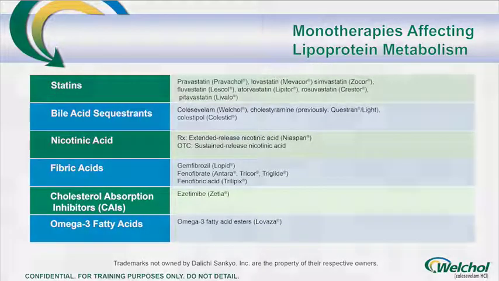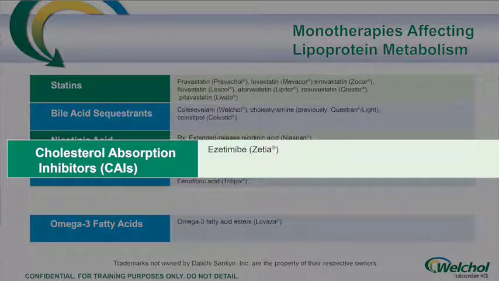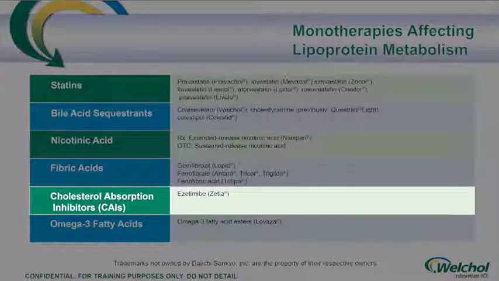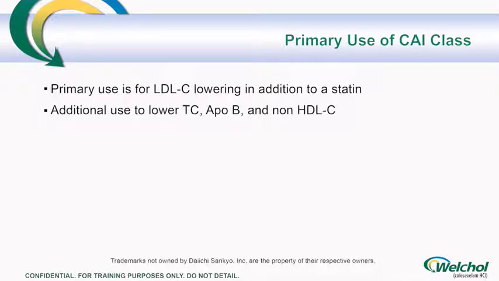This presentation is on the cholesterol absorption inhibitor class of drugs and the only branded single-ingredient CAI available, Zetia. Zetia is primarily used as an adjunct to diet to reduce LDL-C, total C, and ApoB alone or in combination with a statin for patients with primary hyperlipidemia. There are 3 other indications that will be discussed later.